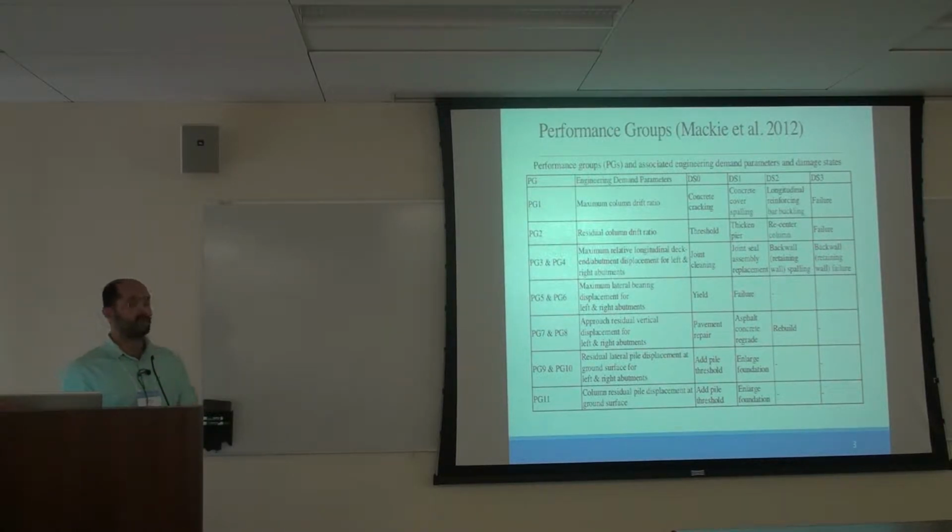The EDP corresponding to that is the maximum column drift ratio. We have the first damage state, concrete cracking, which is the low-level damage. As you get higher, then you have the spalling, cover spalling, the bar buckling, and the most severe damage is the failure, where we need to replace the column.